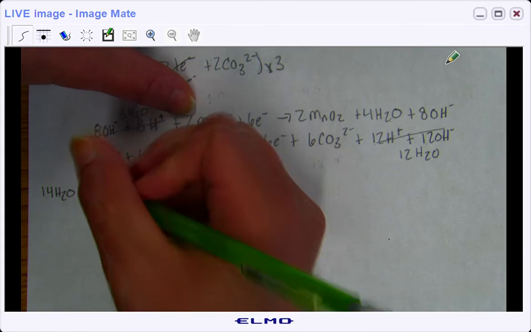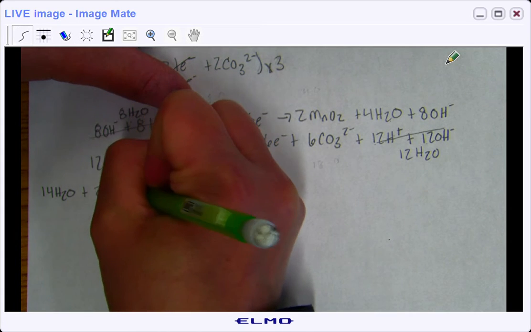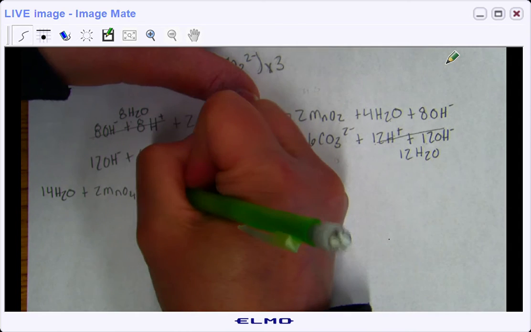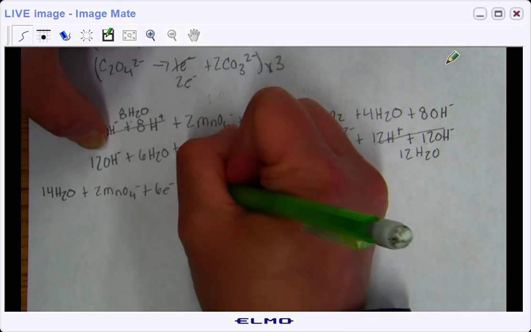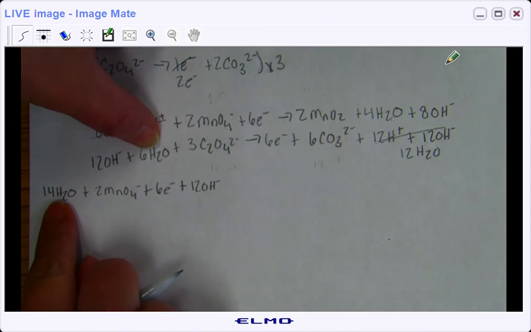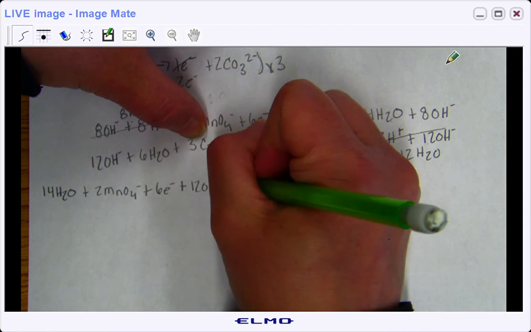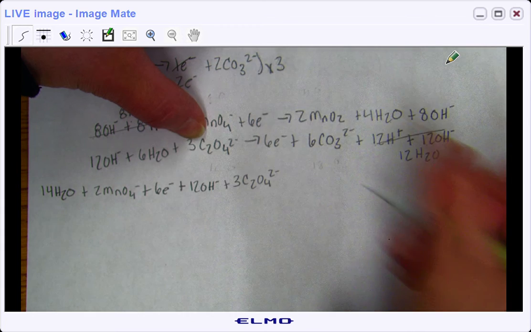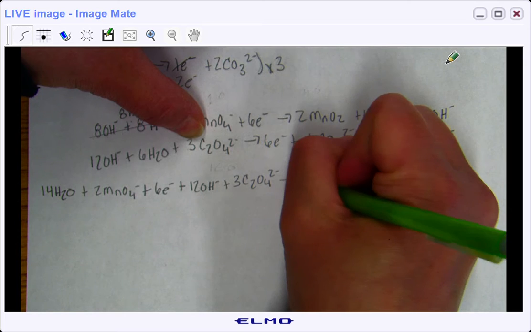Plus 2 permanganates plus 6 electrons plus my 12 hydroxide ions. Be careful, you have already added water. Don't add it again. Plus my 3 oxalate ions.